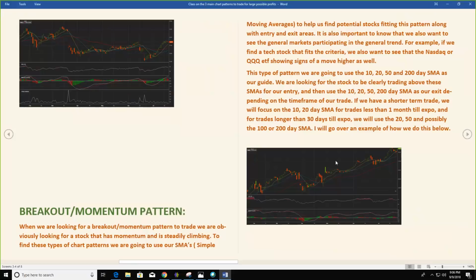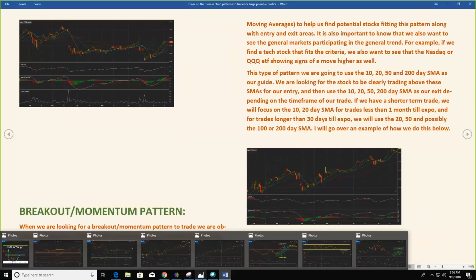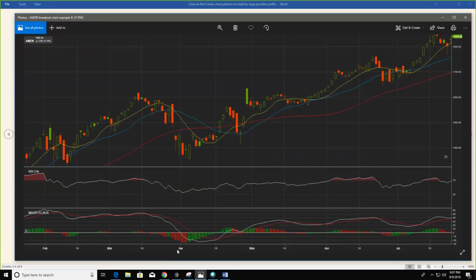So below here, this is a chart of Amazon. All right, so here's a chart on Amazon. This is a breakout chart example. And what we're doing with a breakout or momentum type of chart pattern, we're looking for the stock to be clearly trading above the SMAs. Okay, so let me get a live chart up here so we could go over that.